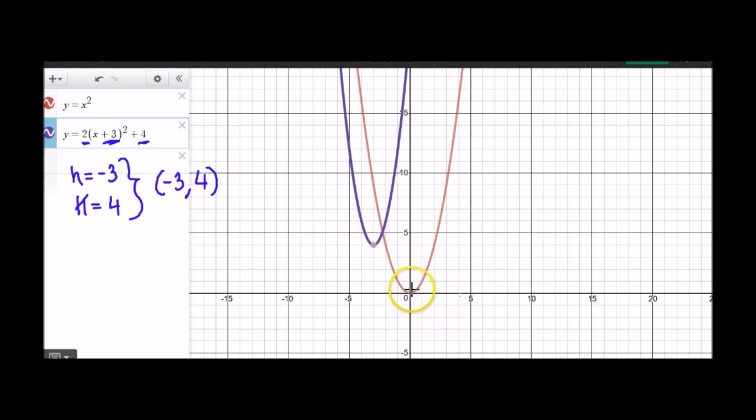And in fact, it does verify with the graph. I'm going to start here. I'm going to go over 1, 2, 3 points to the left, and I'm going to go up 4 points, 1, 2, 3, 4 points up. That is my vertex.